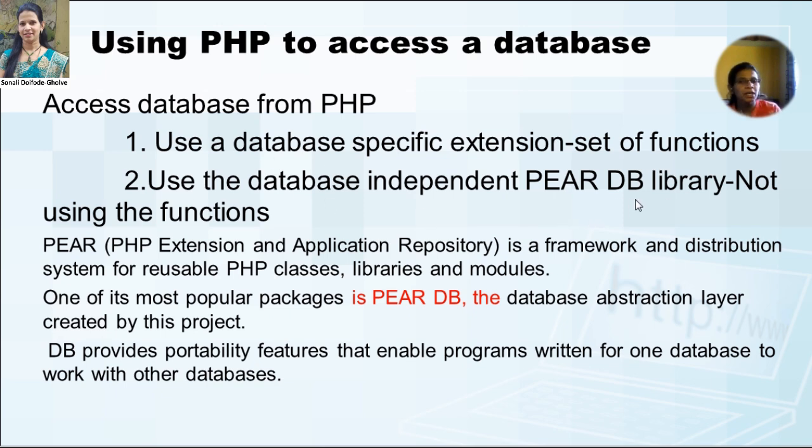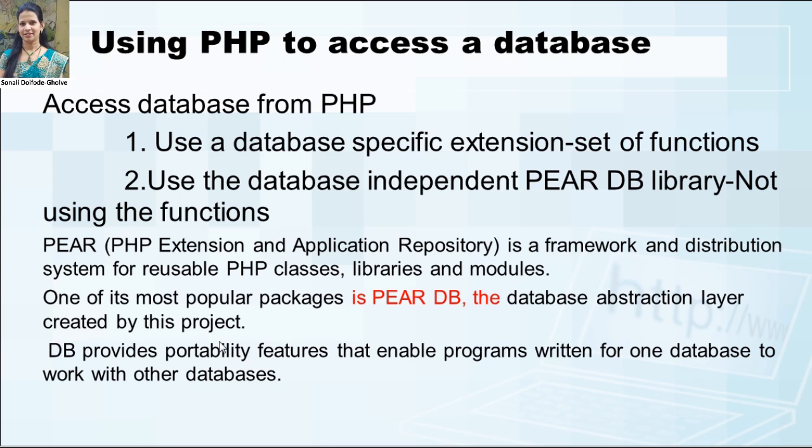What does PEAR DB mean? Here PEAR means PHP Extension and Application Repository, and DB is for database. It is a framework and distribution system for reusable PHP classes, libraries, and modules. One of its most popular packages is PEAR DB, the database abstraction layer created by this project.